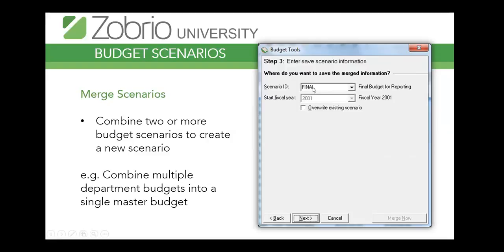If you have a target you've already created, maybe there's some data in there, but you're like, you know what, I don't want that. I want to just merge these into that. You can check this box to overwrite your existing scenario, but use that carefully. It defaults to unchecked because it will overwrite anything that's already in there.